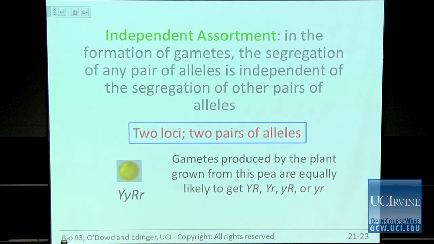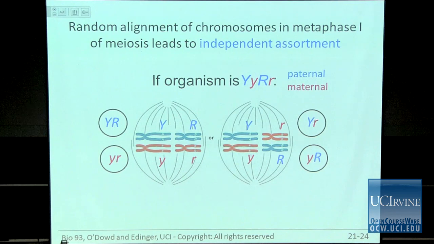The way I keep this straight in my head is I remember that these are pairs of alleles. We're talking about two different loci, and the alleles at those two different loci segregating independently. So independent assortment is two genetic loci. Now the basis for this is, again, meiosis, which Mendel didn't understand, but you do.